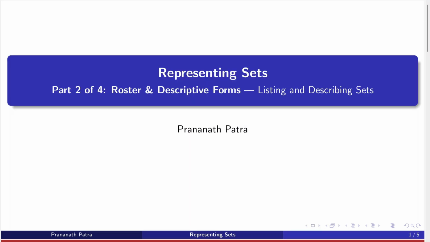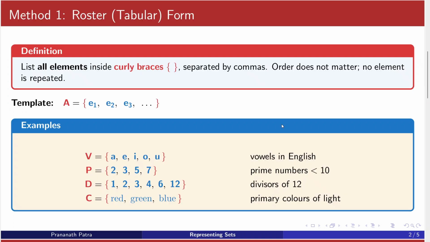In Part 2, we will be exploring two very common methods, the roster form, which involves listing, and the descriptive form, which involves describing. Let's take our time and walk through these step by step. Let's start with our very first method. It is called the roster form, though you might sometimes hear it called the tabular form.